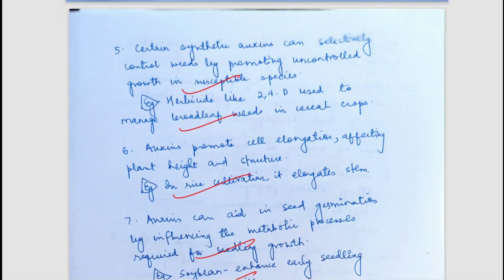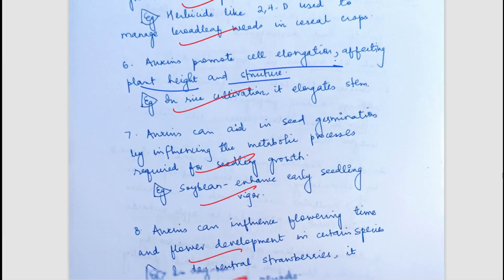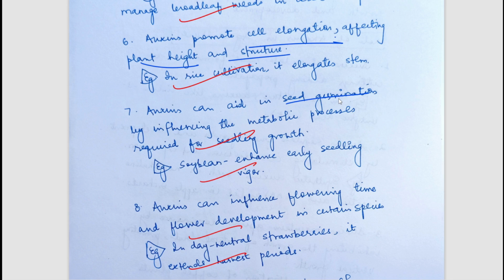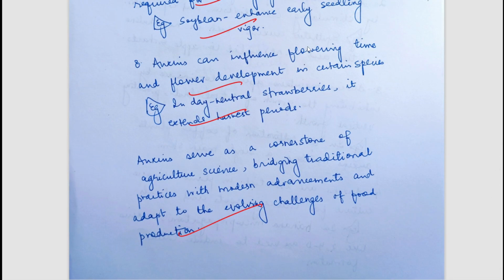You can simply pause and read the points if you want to. It helps in cell elongation. It affects plant height and structure. It helps in seed germination. So these are some of the basic points when it comes to auxins. They influence flowering.